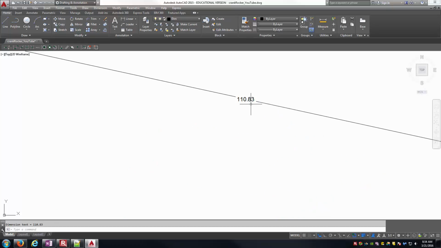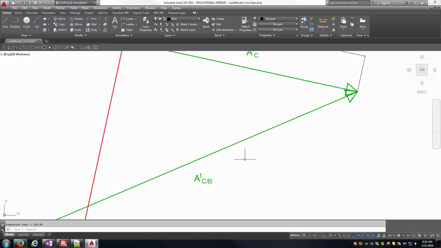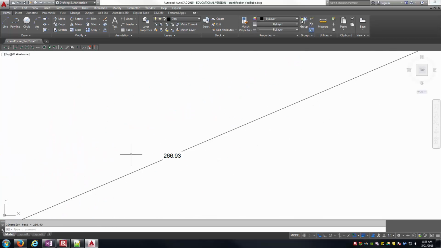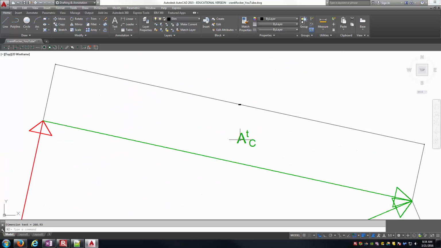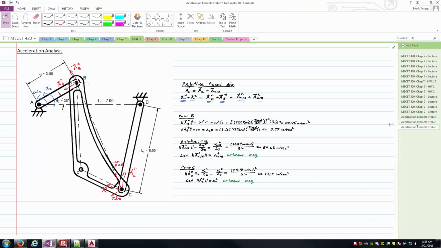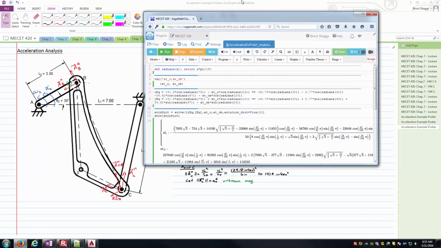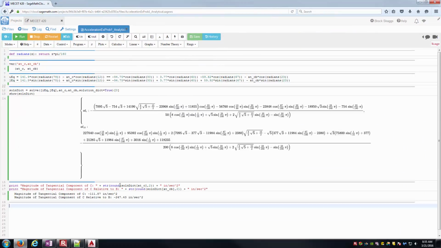and 110.83 inches per second squared would be the interpretation there. And here would be 266.93 inches per second squared there. And so these values might be a little bit different from what I had in the analytical version. The analytical version, I've still got it here. I had 111.87. The negative sign indicates direction, which I can see by inspection in AutoCAD.